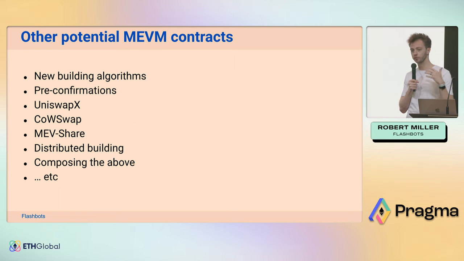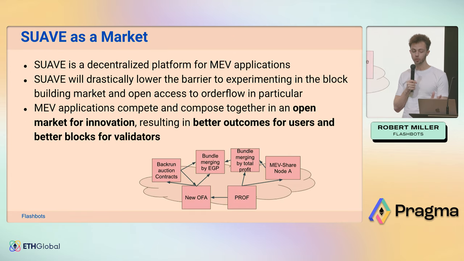So other building algorithms that treat transactions differently. You could do pre-confirmations with MEVM. You could build Uniswap X on chain with the MEVM. You could build CowSwap. You know, I won't list it all there. But we're really excited about the other potential MEVM contracts that could be made. And what we're really excited about is having really low barriers for other people to be able to deploy their own types of MEVM infrastructure on this, and to have these different applications composed together into something that is larger.